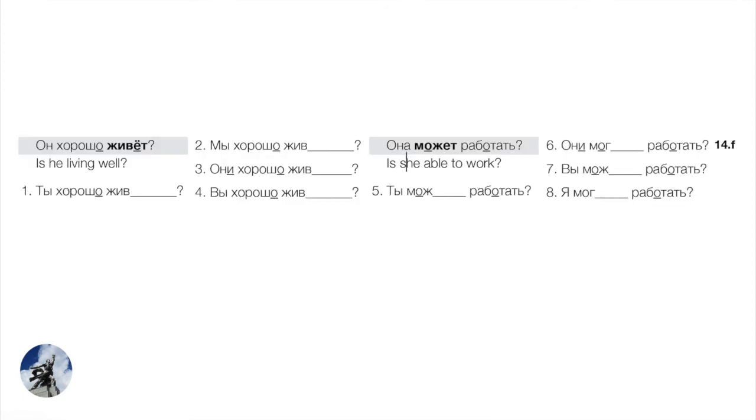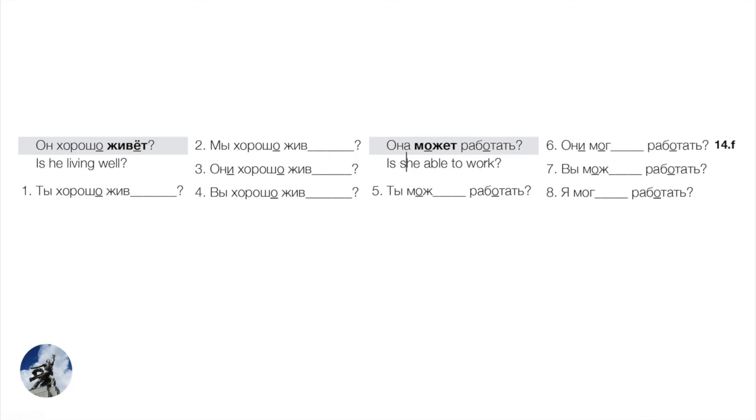Okay, let's practice some of these verbs. First, let's take жить, our verb, and just fill in questions like, are you living well? Is someone living well? Like, for example, он хорошо живет, right? Is he living well? Is he doing okay? Number one, let's take ты. Ты хорошо живешь.